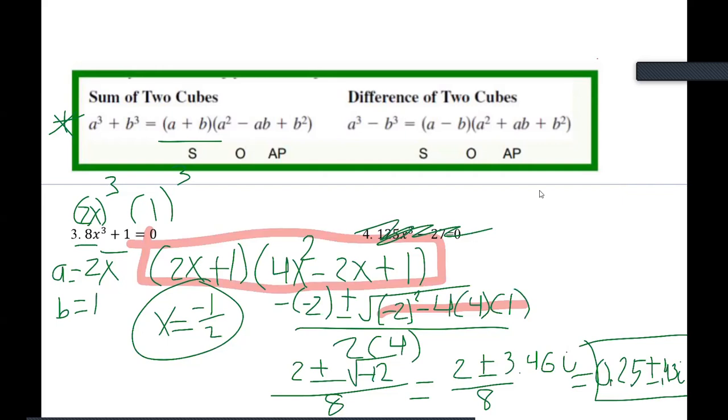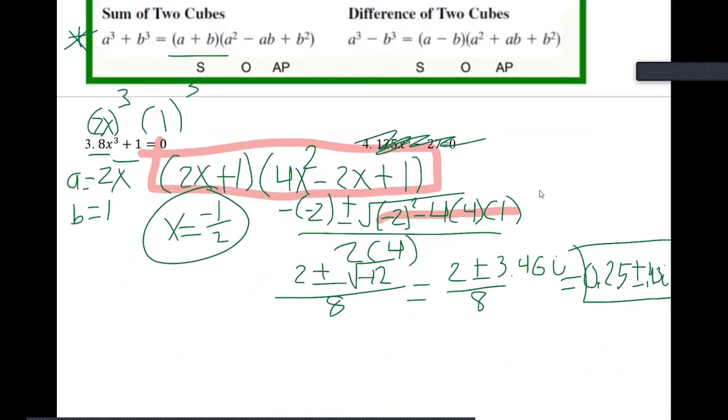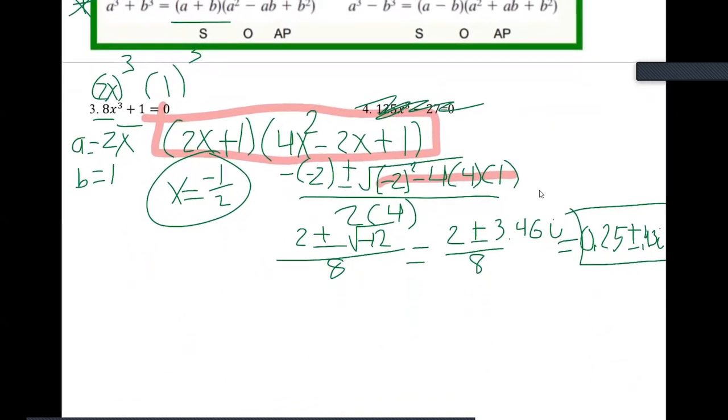But keep in mind, if you're actually trying to find your solutions, then you've got to solve each piece of this factored form. And this will be true for all of these sum of two cubes or difference of two cubes questions. You're always going to get one real solution from your first binomial, and then you're going to get two imaginary solutions from your trinomial part, like your second piece. So your answers will always fall into this pattern.